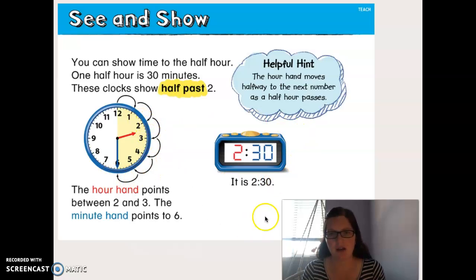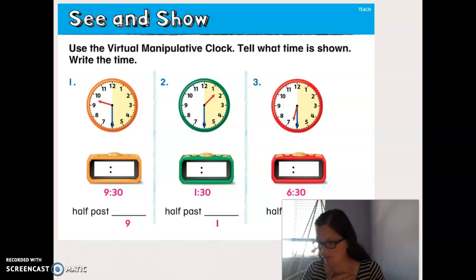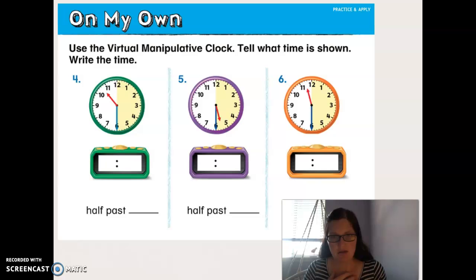Okay, digital clock, nice and easy to read. 2:30, hour hand first, minute hand second. Okay, you are going to be working on page 601, and it should look like this on my own.